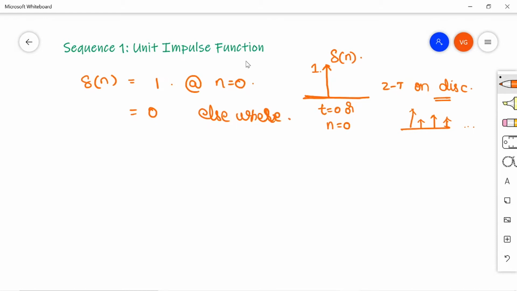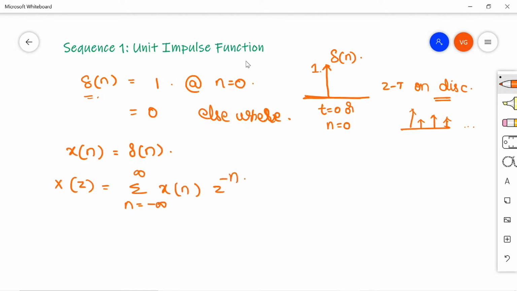Now I have to find the Z transform of this impulse function del of n. Let us call x of n is equal to del of n. By definition, I know X of z is nothing but the sum, with n running from minus infinity to infinity, of x of n z power minus n. As x of n is del of n, I replace it here: sum over n from minus infinity to infinity of del of n z power minus n.